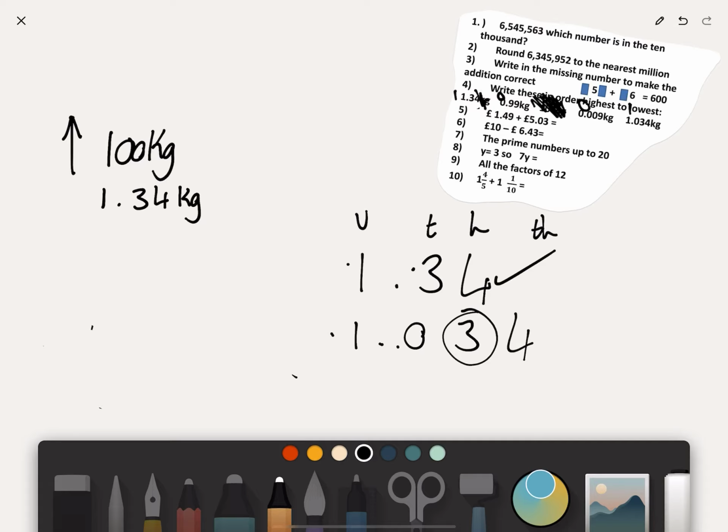So I've used that one. So now I've got a choice of a 0 or a 1. Well, it's obviously the other one, so it's 1.034 kilograms now, because no maths needed there. 1 is obviously bigger than 0.